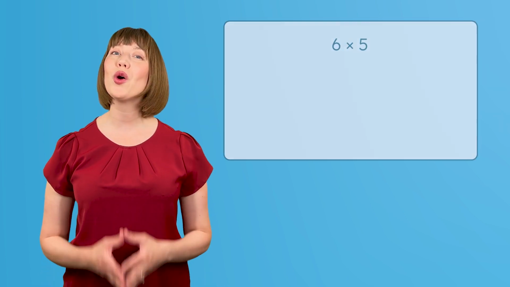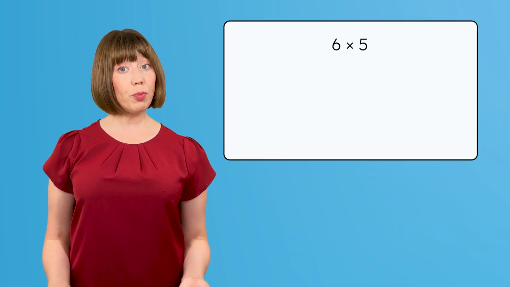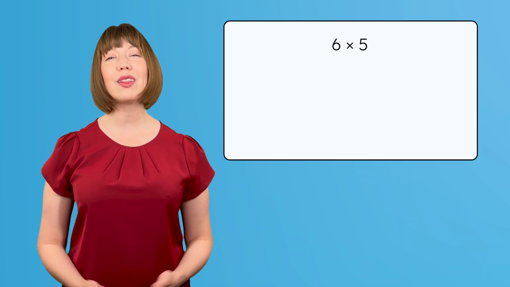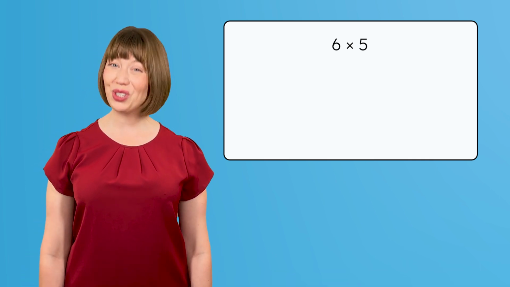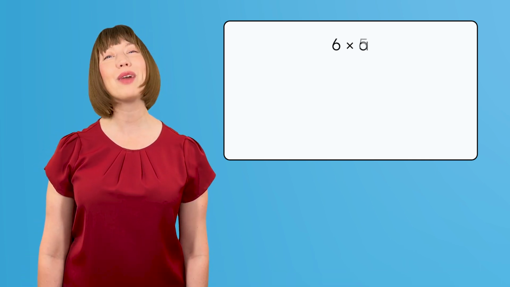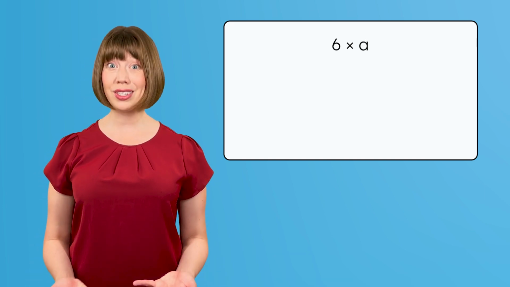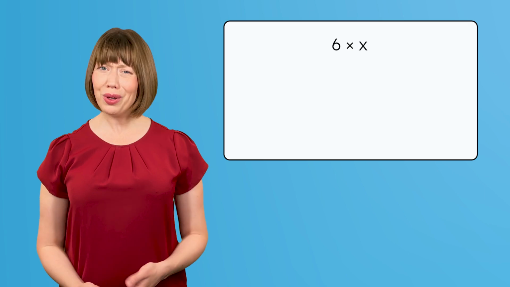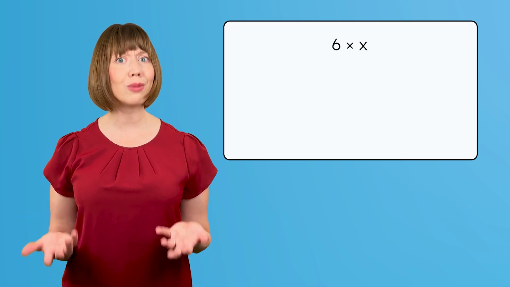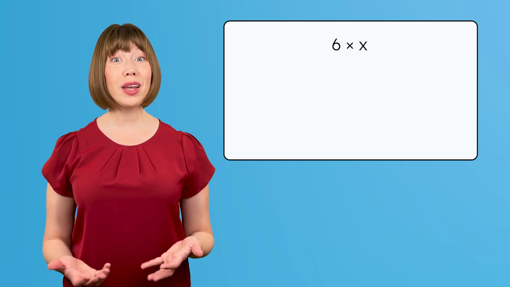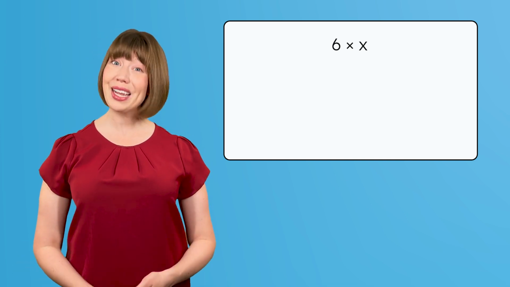Today, we're going to explore different ways we can show multiplication. We've been working with the multiplication symbol that looks like an X, but there are other ways to show multiplication too, especially when we're working with variables. Sometimes the letter X is used as a variable, so it could be confusing to show 6 times X with a regular multiplication symbol. That's why there are different ways to record multiplication.